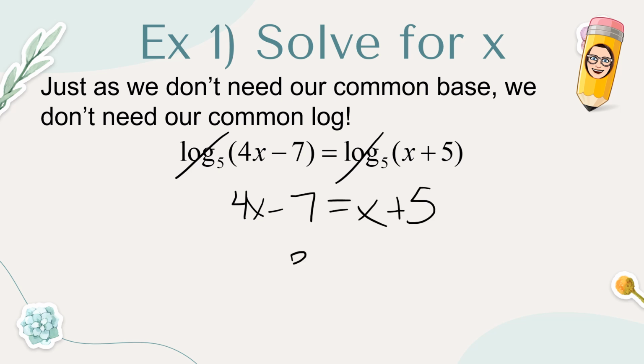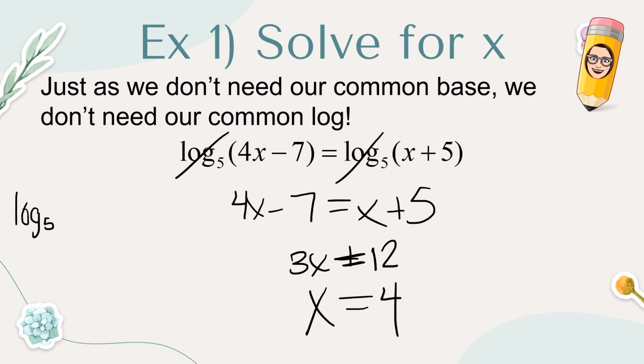I'm going to show as much or as little solving steps as you need. And one thing you want to make sure of, as always when solving equations, is to check your answer. So if I take log base 5, right, if I was to plug it back in, 4 times 4, 16 minus 7 is 9. If I plug it into the other side, 4 plus 5 is 9. And we can calculate log base 5 of 9, right?